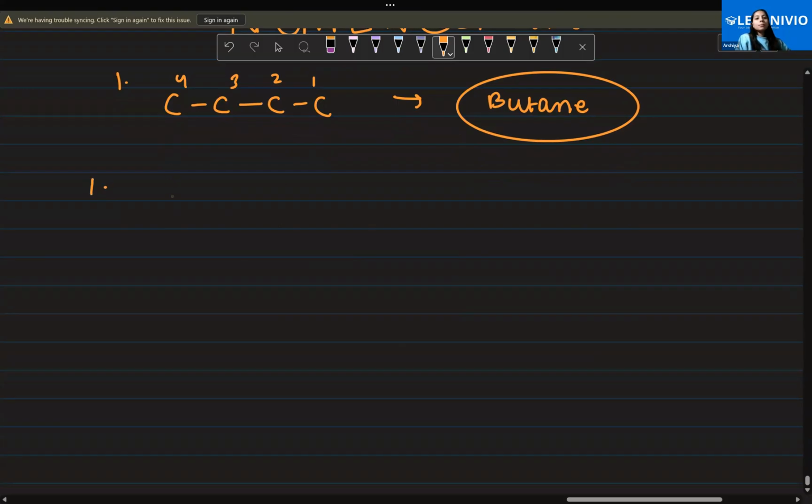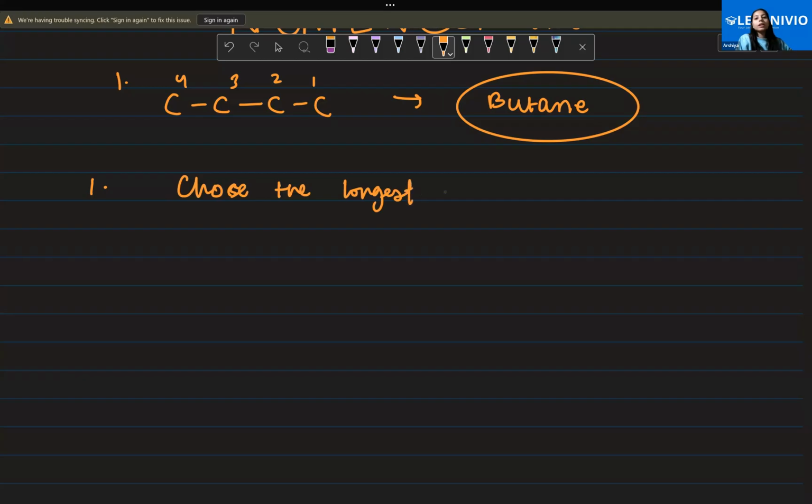The first rule is to prefer or choose the longest chain. Now, what is that supposed to mean? Longest chain means if this is my carbon chain, and somewhere a carbon is attached here also. Now this is something new that you haven't observed, right?